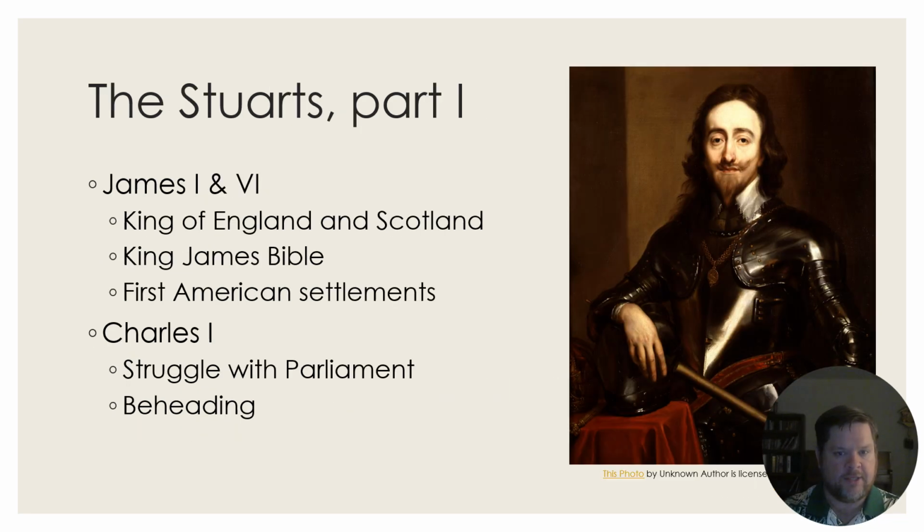When she dies, the throne goes to her cousin, who is actually at that time King James of Scotland. So he becomes known as King James the First and Sixth because he's King James the Sixth in Scotland, but he's the first King James in England. Now, England and Scotland do not become one country. They're still seen as separate countries. They still have their own separate legal systems, separate parliaments, and all that kind of stuff, but they have the same guy at the top, and that's King James.